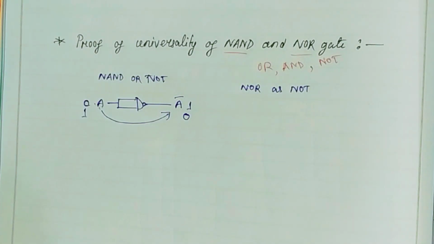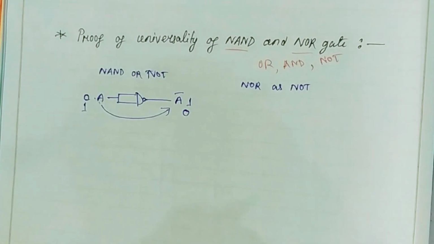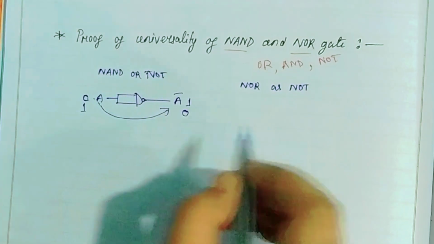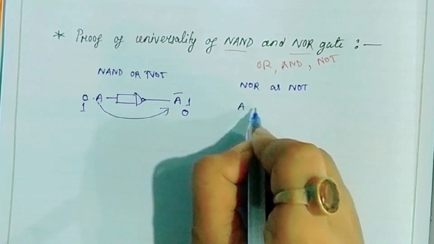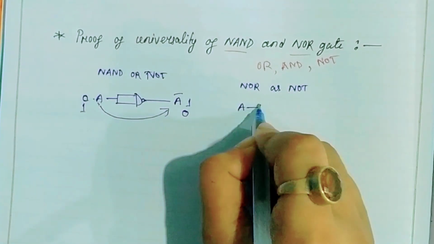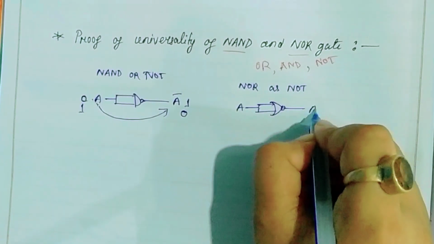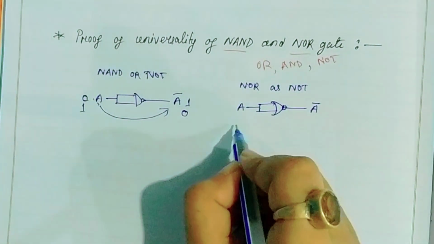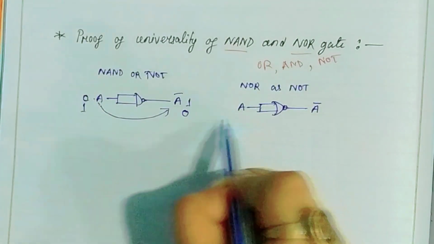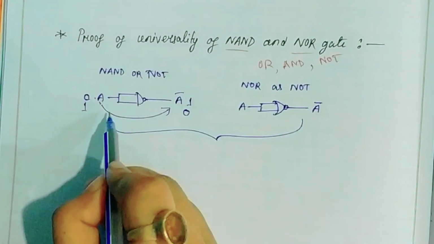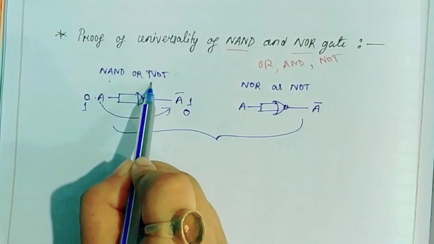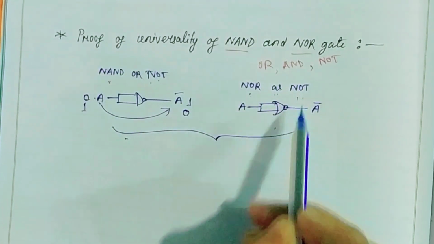Now let's see the NOR gate as NOT gate. It will be the same as the NAND gate, where A will be our input. Just draw a simple NOR gate and our output will be A bar. So this is how you can prove NAND gate as NOT gate and NOR gate as NOT gate.